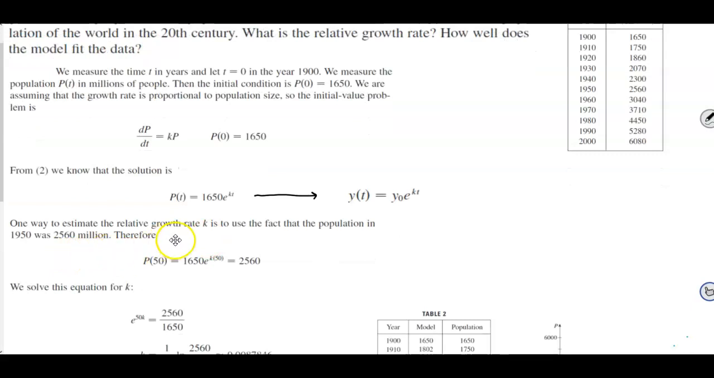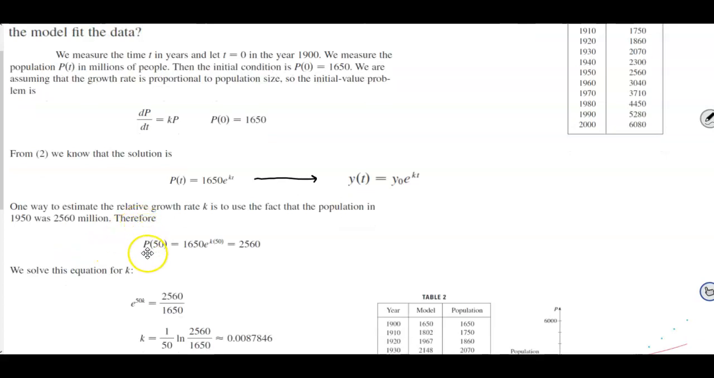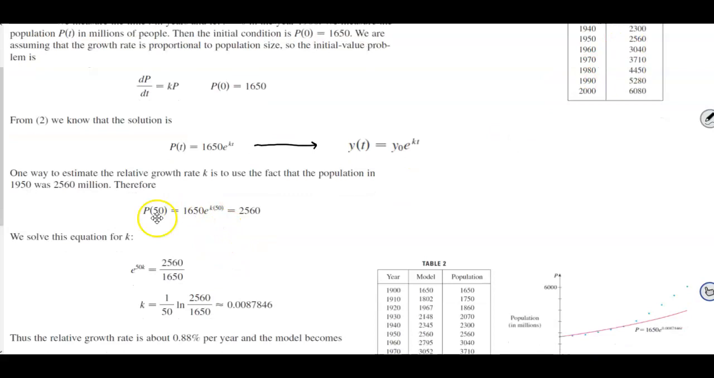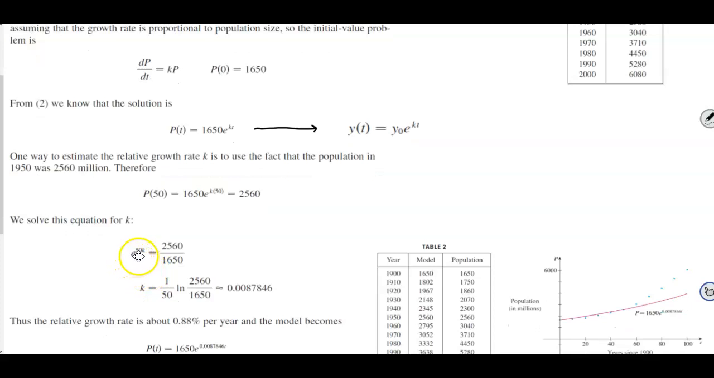Now, one way to estimate the relative growth rate k is to use the fact that the population in 1950 was 2,560 million. So we can say that at P of 50, the function 1650 e to the k times 50 is equal to 2,560 million. We can pick any point we want on that table, and that allows us to solve for the constant k. So we have e to the power of 50k equals 2,560 divided by 1,650, after dividing both sides by 1650.